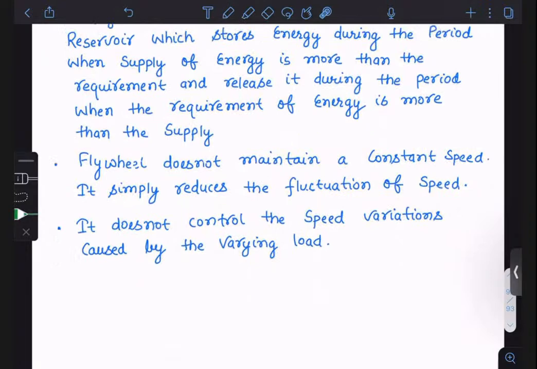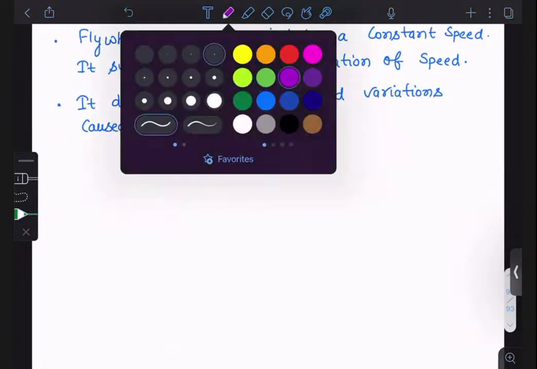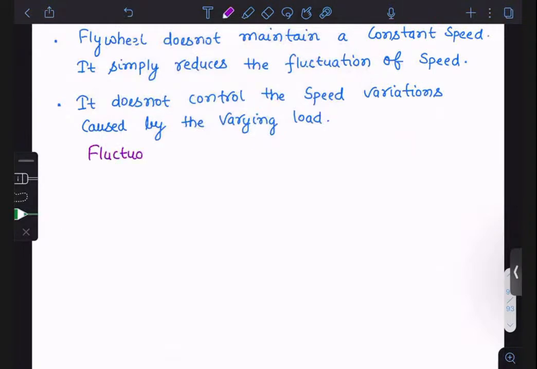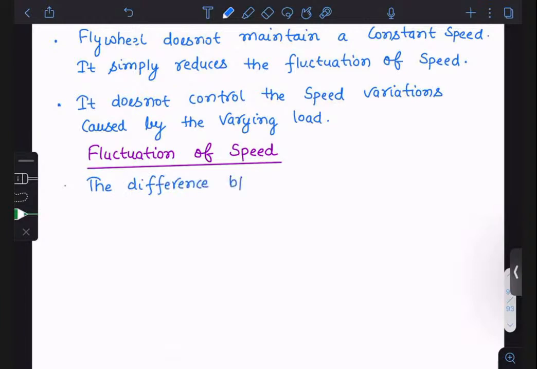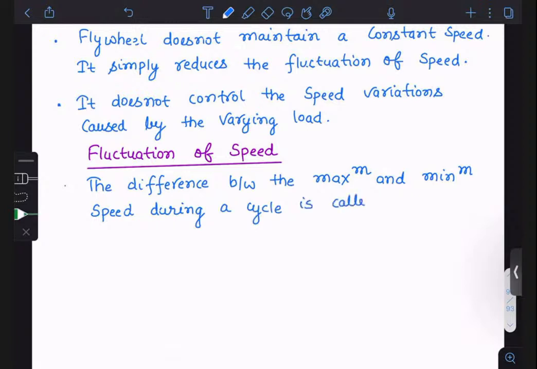See, fluctuation of speed. Fluctuation of speed is the difference between the maximum and minimum speed during a cycle, called maximum fluctuation of speed.